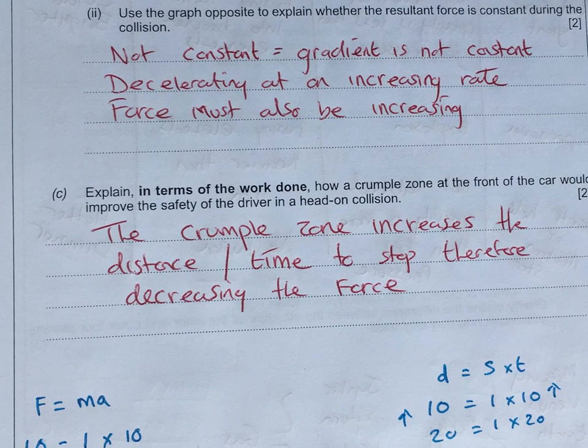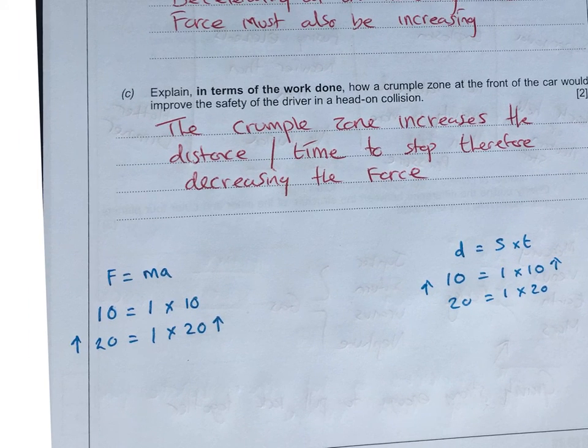Explain in terms of the work done how a crumple zone works. The crumple zone is going to increase the distance all the time, we can say, to stop. Therefore, it's decreasing the force. And there's ways you can show that. You can see that I've increased the force there, and the acceleration's got to go up. If I decrease the force, the acceleration's got to come down. If you keep the mass the same, it's going to decrease that time, or the distance, when you plug that back in to the distance speed time.